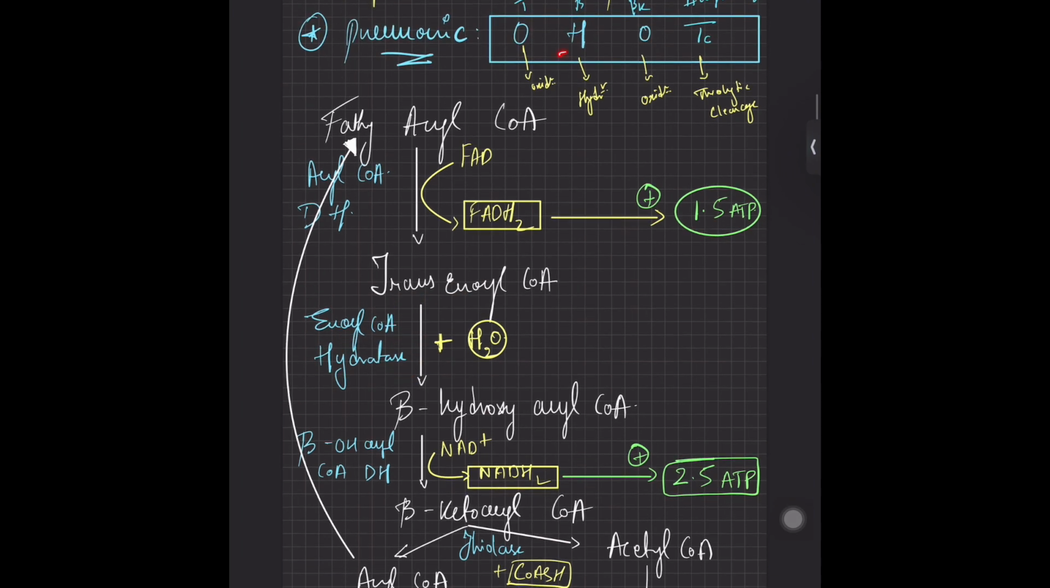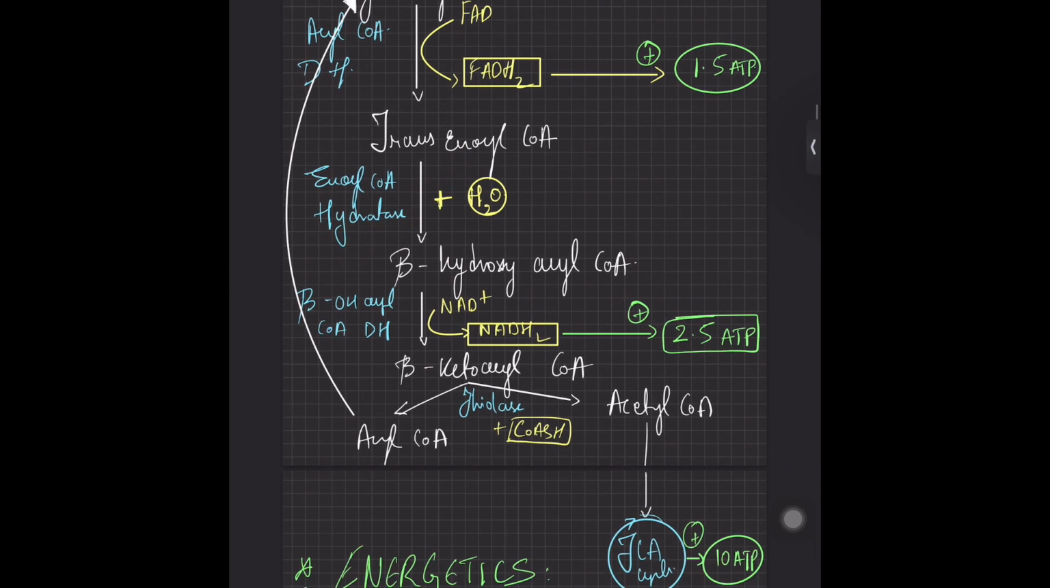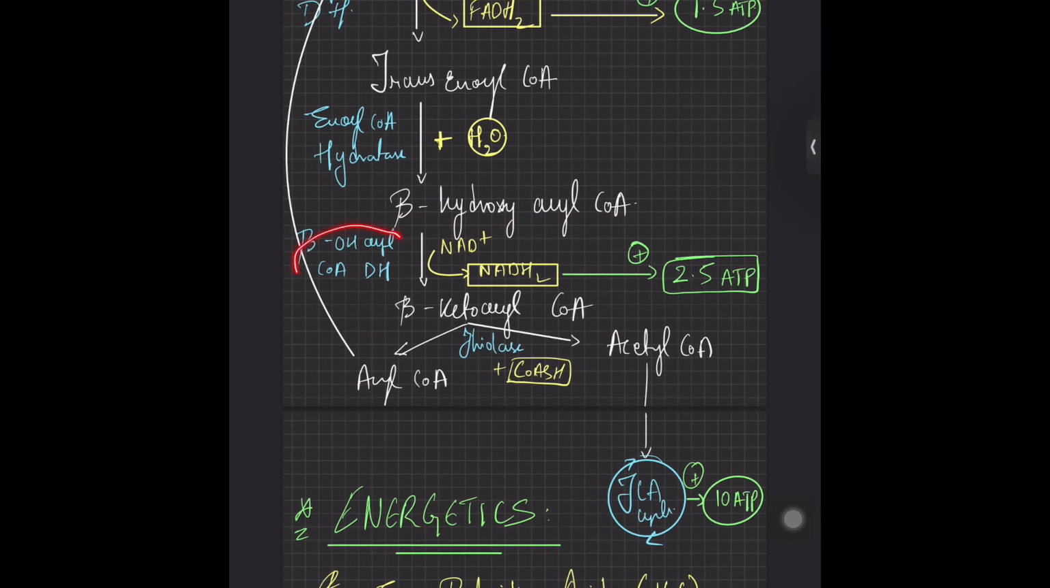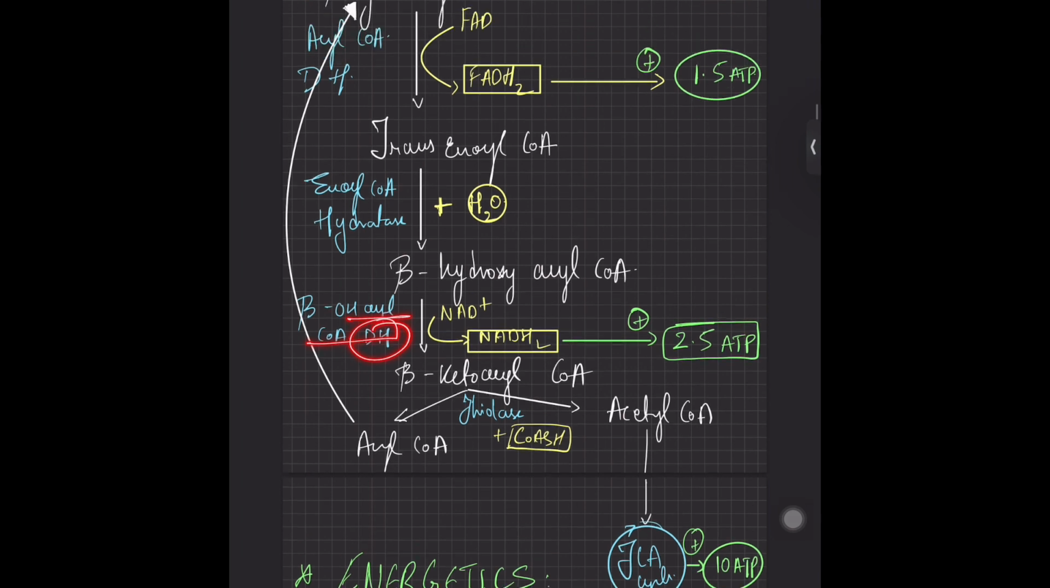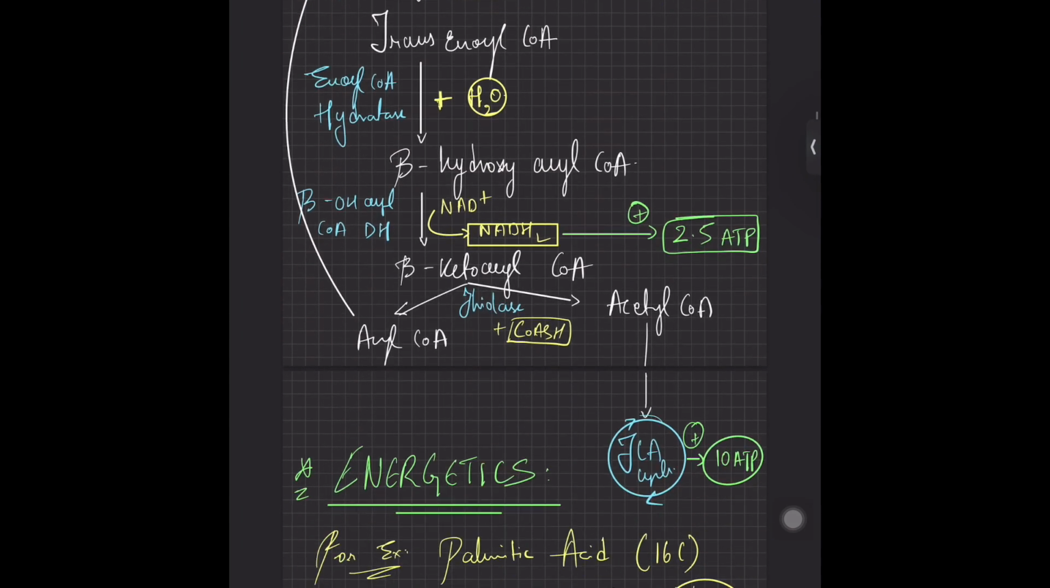Then trans-enoyl CoA will be converted into beta-hydroxyacyl CoA by the enzyme enoyl CoA hydratase. Here, the second process is hydration. So a water molecule is required. So there is a hydration process occurring. Therefore, it will be converted into beta-hydroxyacyl CoA. Now, beta-hydroxyacyl CoA, upon reaction with beta-hydroxyacyl dehydrogenase, which is the third step, an oxidation process, will be converted into beta-ketoacyl CoA.